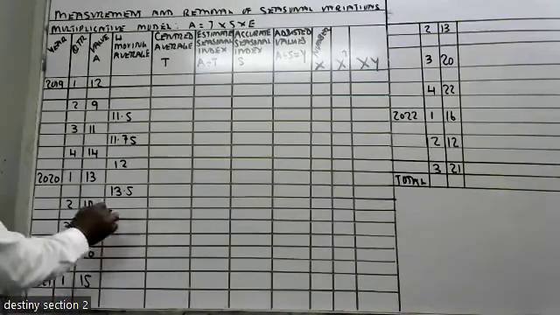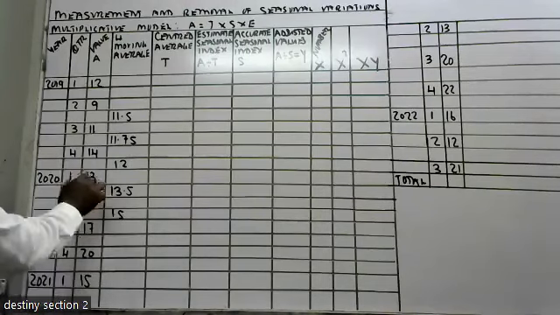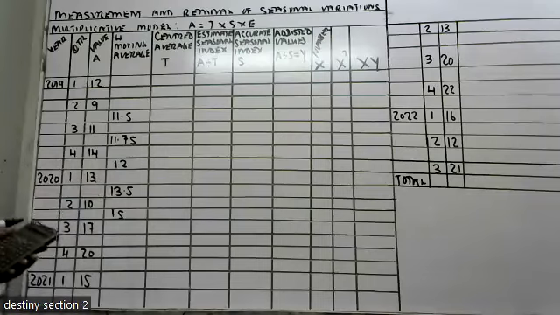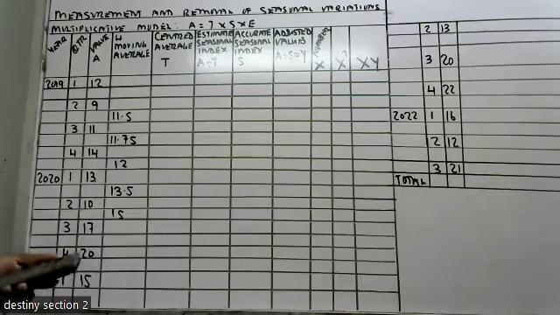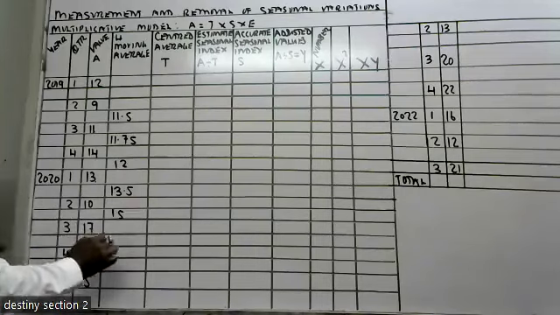15. Drop 13. Take 10 plus 17 plus 20 plus 15. You divide by 4. 15.5. Good.